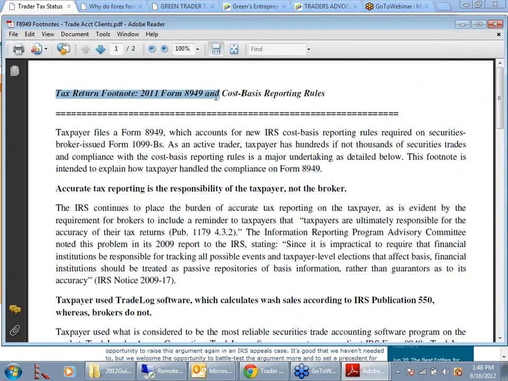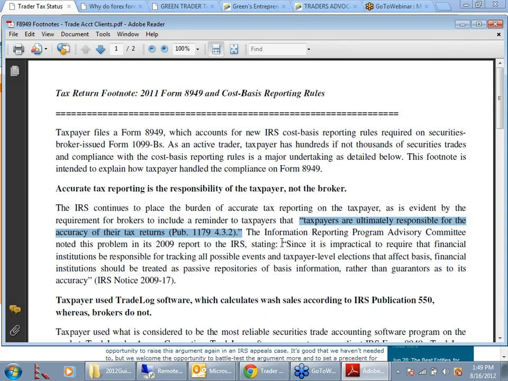Tax return footnote, 2011, Form 8949 and cost basis reporting rules. We say taxpayer files a Form 8949, which accounts for new IRS cost basis reporting rules required on securities broker-issued Form 1099-Bs. As an active trader, taxpayer has hundreds, if not thousands, of securities trades, and compliance with the cost basis reporting rules is a major undertaking as described below. This footnote is intended to explain how taxpayer handled the compliance on Form 8949. So first we explain that the accurate reporting is a responsibility of the taxpayer, not the broker. The IRS continues to place the burden of accurate tax reporting on the taxpayer, as is evident by the requirement for brokers to include a reminder to taxpayers. This is what brokers tell you: taxpayers are ultimately responsible for the accuracy of their tax returns.